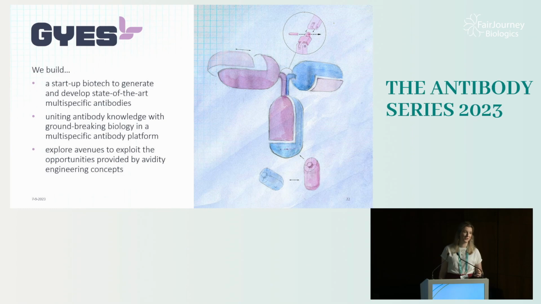So then, I'd like to end with 2 slides about Gaius, where I'm working now, because I've done a lot of work at Genmab over the past few years, but I decided it's time for a change, and I actually joined Paul Parren and Ton Logtenberg in March this year at Gaius, and what we aim is actually to build a startup biotechnology company that generates state-of-the-art multi-specific antibodies.